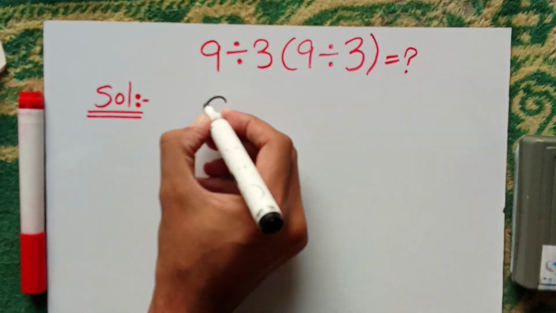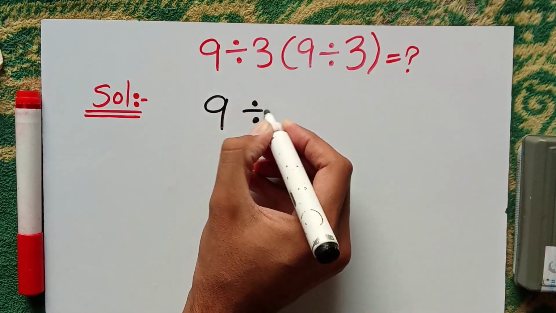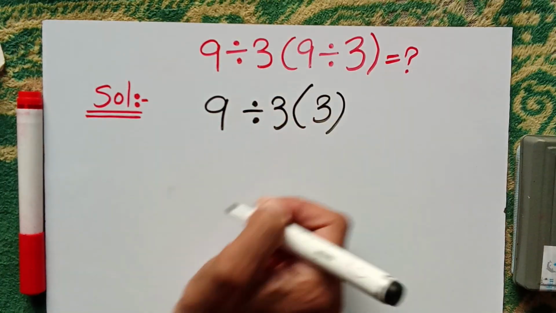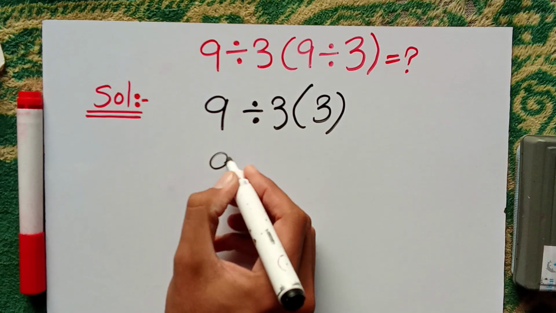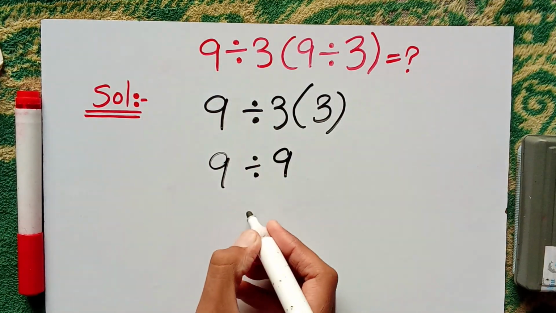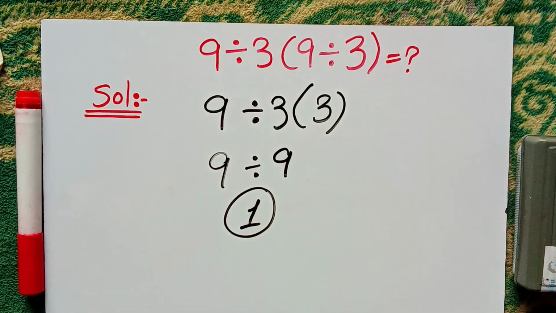They solve it as 9 ÷ 3, 9 ÷ 3 equals 3. Now again in the next step, 9 ÷ 3 times 3 equals 9. Then 9 ÷ 9 equals 1.